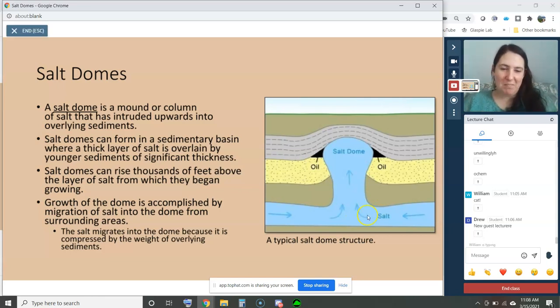It's just kind of oozing after being pressed down. It's oozing up into the salt dome.